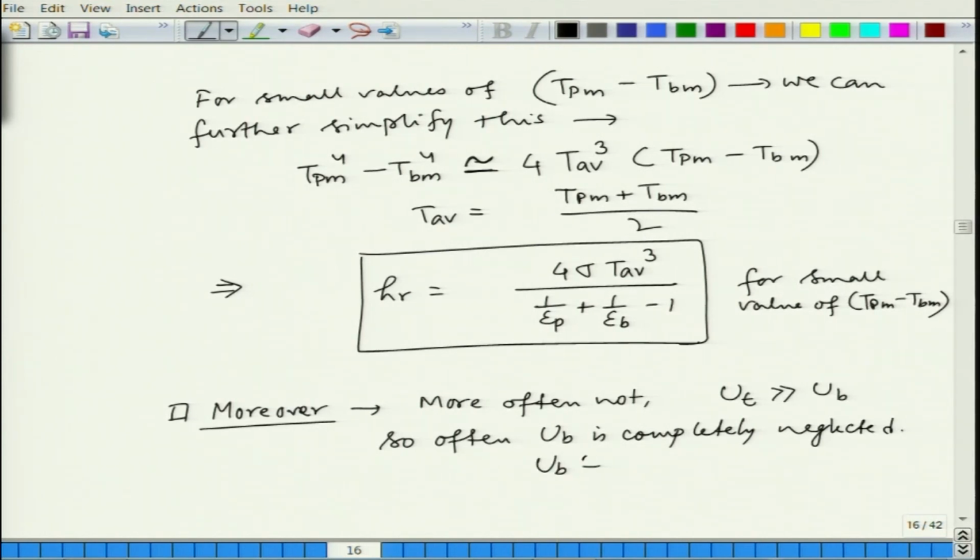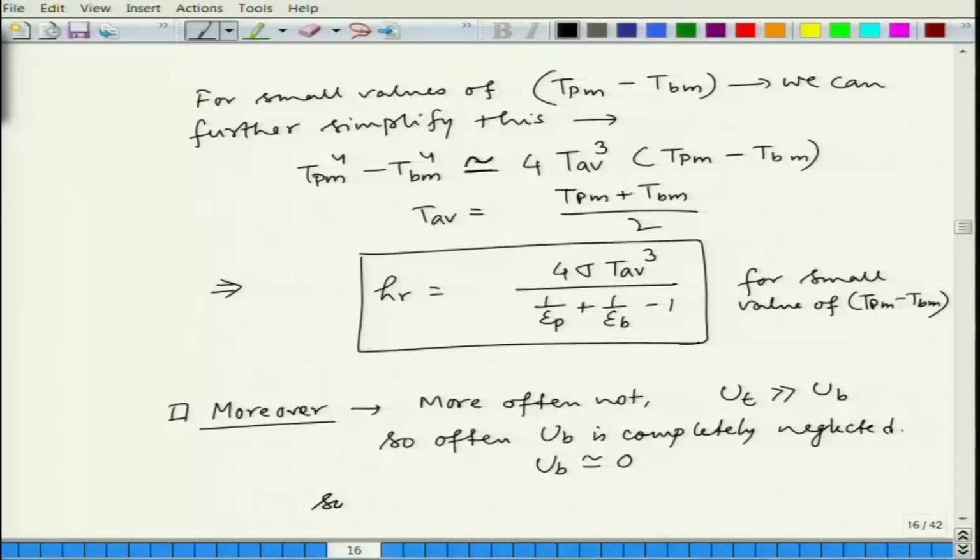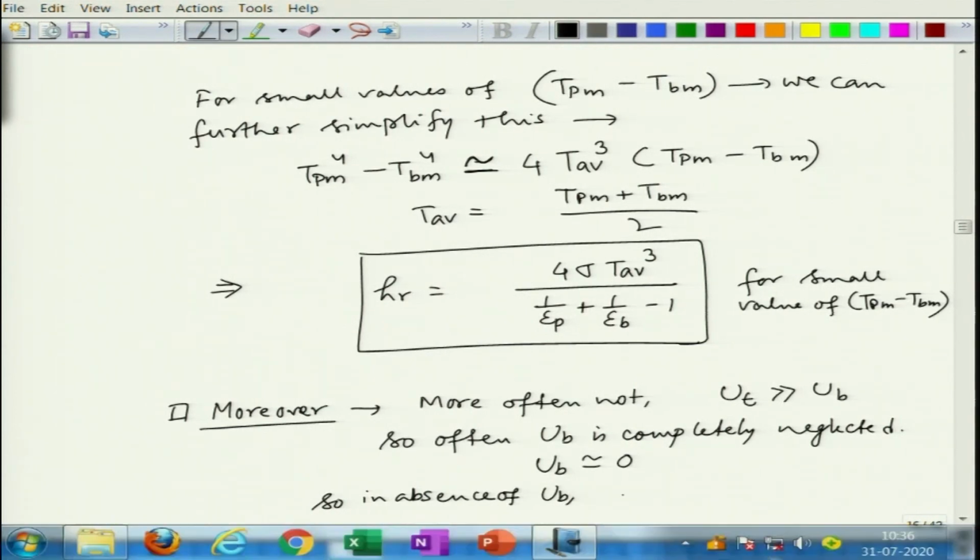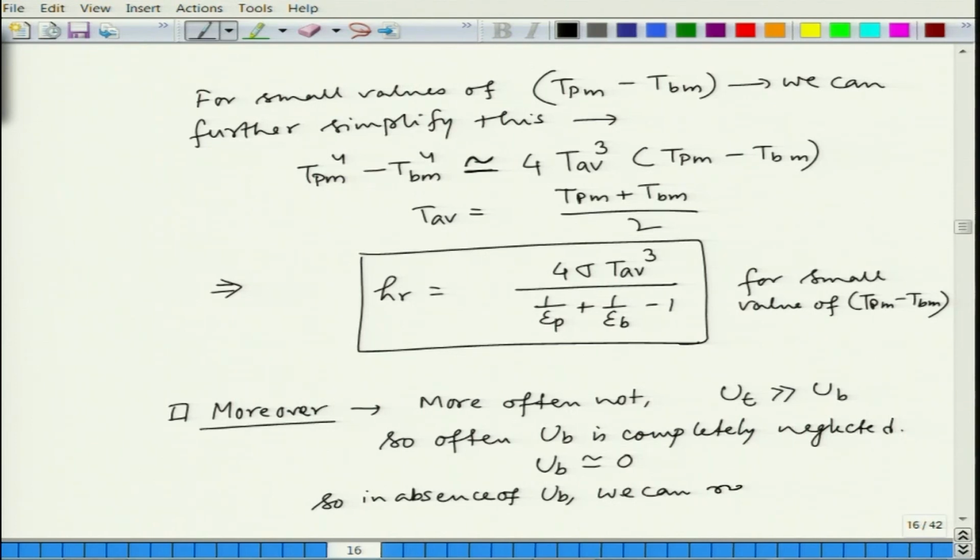That means UB is 0, that is what it is assumed. Then one thing we can do, that we only have UT now, and what we can do, we can replace that with UL. UL stands for the loss coefficient, and it is acceptable when you do not have any UB. So, in absence of UB, we can replug the symbol UL. It is convenient because it tells you about the loss, it reminds you of the loss. So, what it means, that we will use UL equal to UT.